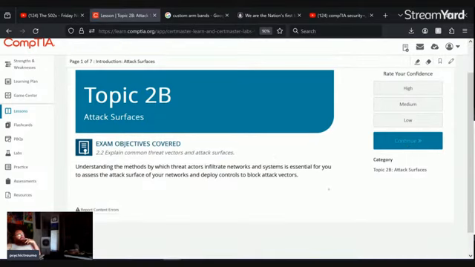Understanding the methods by which threat actors infiltrate networks and systems is essential for you to assess the attack surfaces of your networks and deploy controls to block attack vectors.